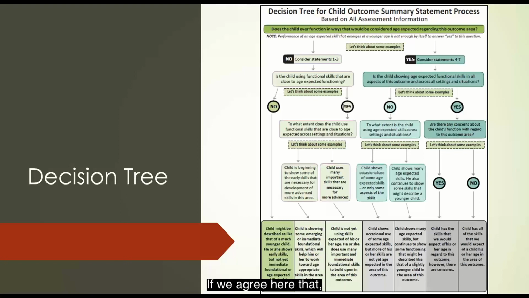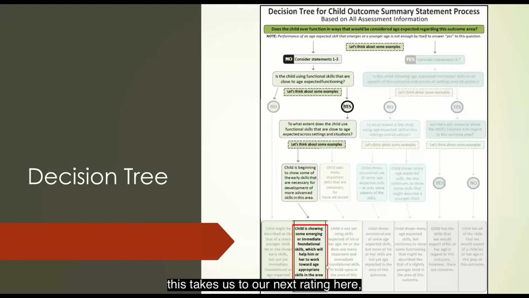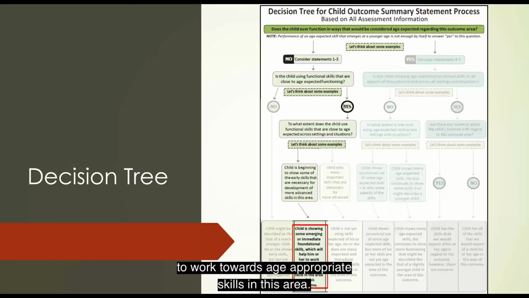If we agree here that he's beginning to show some of the early skills, this takes us to our next rating, which is that he's showing some emerging or immediate foundational skills which will help him or her work towards age-appropriate skills in this area. So I think even here, going through this decision tree step by step helped a lot more people reach the same consensus of the same rating.